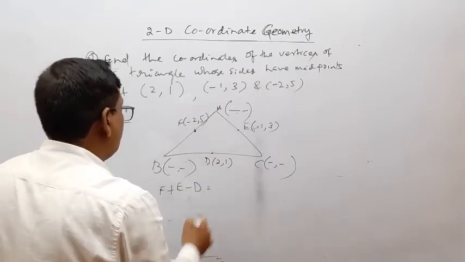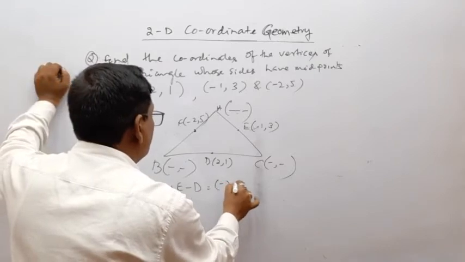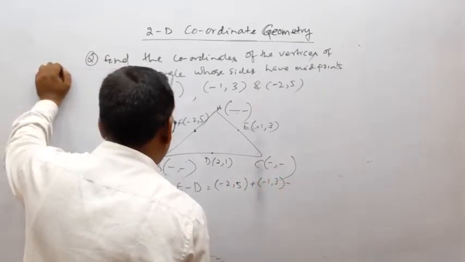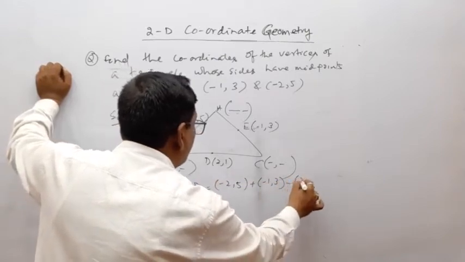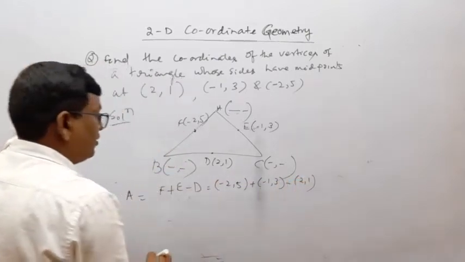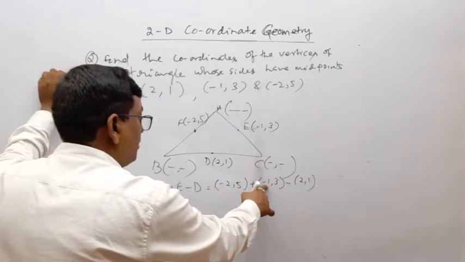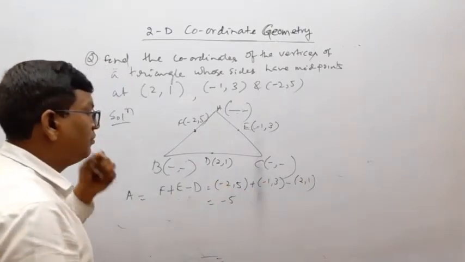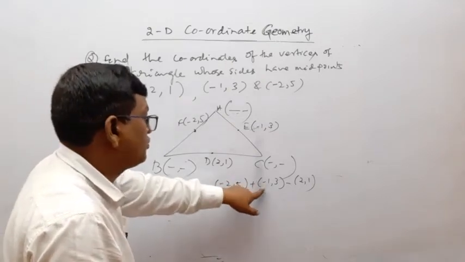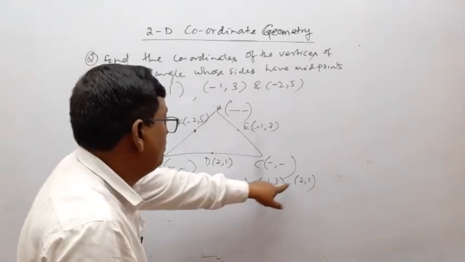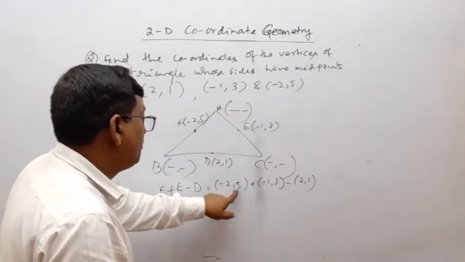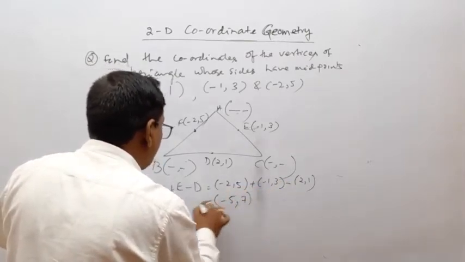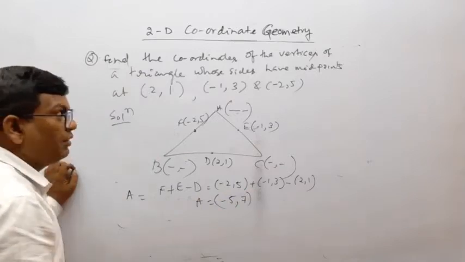So F means what? Minus 2, 5 plus minus 1, 3 minus what? 2, 1. Now calculate this. This is minus 2, minus 1, minus 3, and minus 2. That is minus 5, minus 5. And 5 plus 3, that is 8, minus 1, that is 7. So coordinate of A is equal to minus 5, 7.